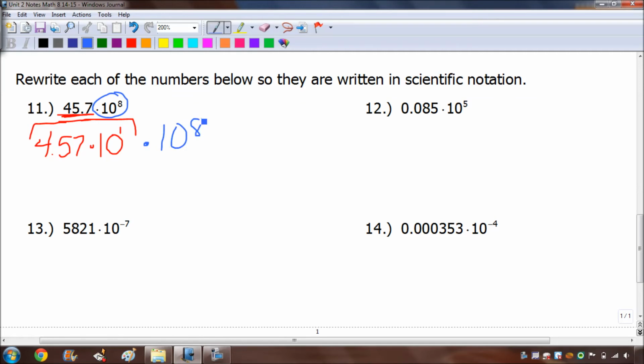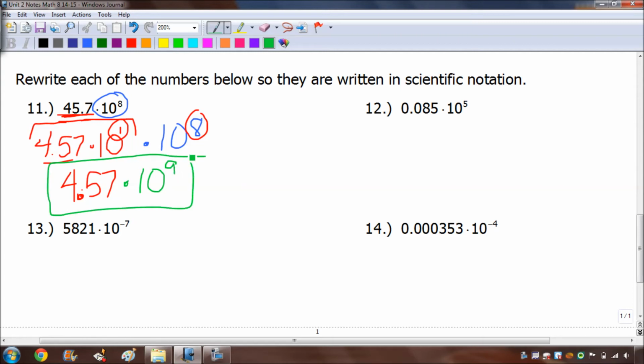Now go back to the last unit. With our coefficients, we would just copy it down. But since this is multiplication, what should you do with your exponents? You should add them. So right here, I'm going to say it's 4.57 times 10 to the 9th power this time. Now my coefficient is between 1 and 10, so it works. Okay? Hopefully that makes sense to you.